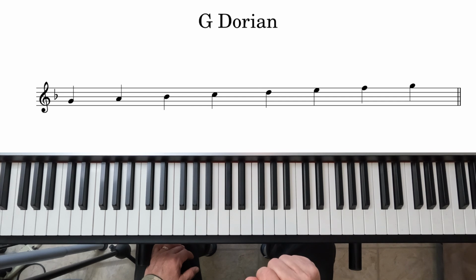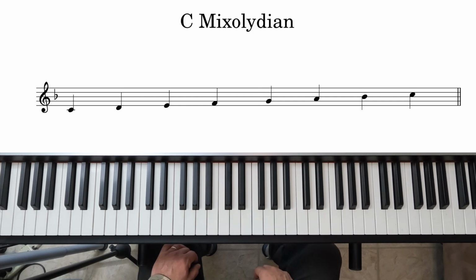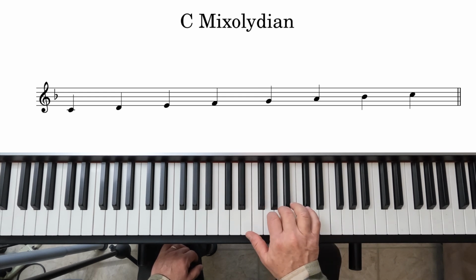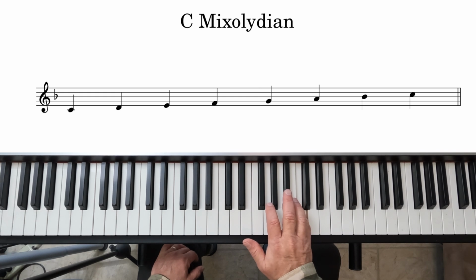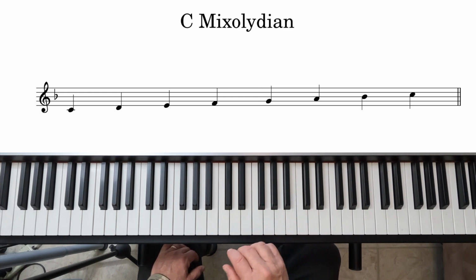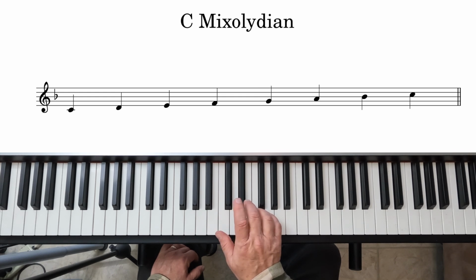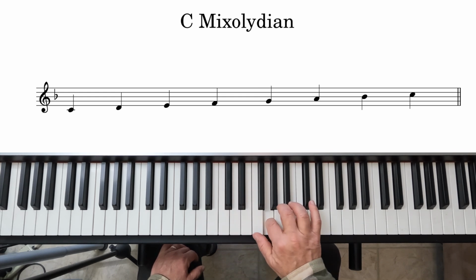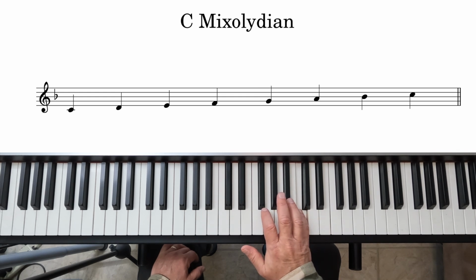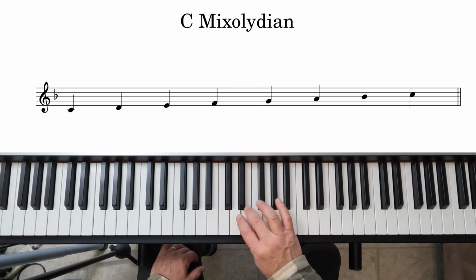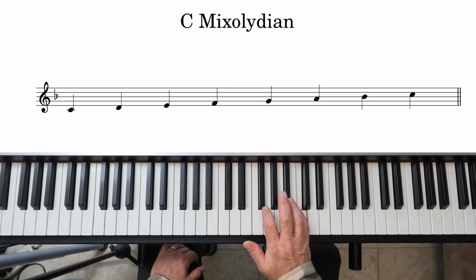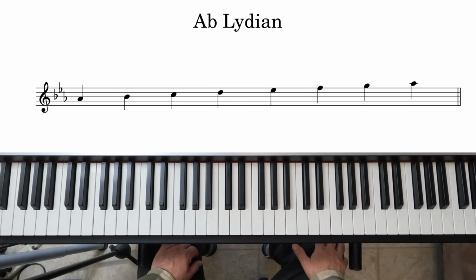That's G Dorian. What if we wanted to play C Mixolydian? Well, C is the fifth note of the F major scale. So we use the notes of the F major scale, and we start and end on C. We make C the root note, and we end up with C Mixolydian.